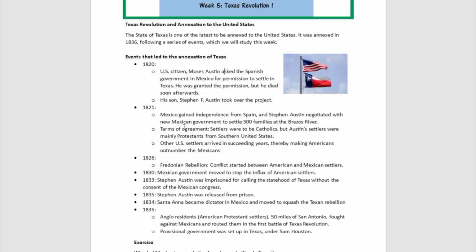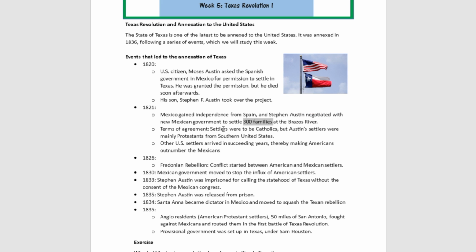In 1821, Mexico gained independence from Spain, and Stephen Austin negotiated with the new Mexican government to settle 300 families at the Brazos River. The Brazos River in Houston, right? So Stephen Austin continued the project that his father started.